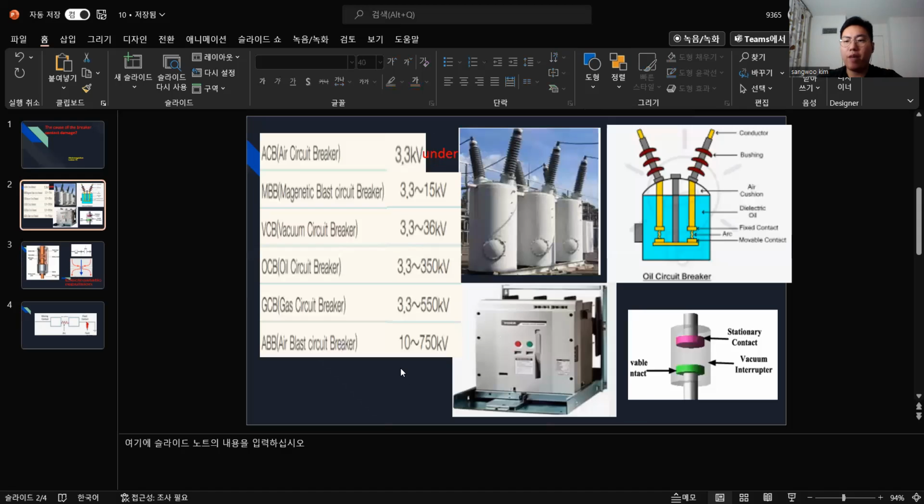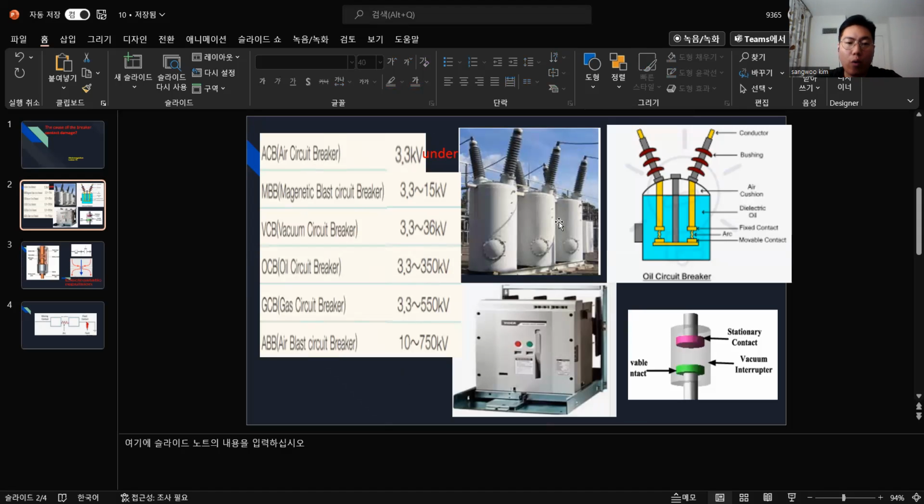There are many kinds of breakers, right? So look at that. Here are many kinds of breakers, and this is the range. You know what I mean? Every CB has its own range, so a different range. So just check it out.